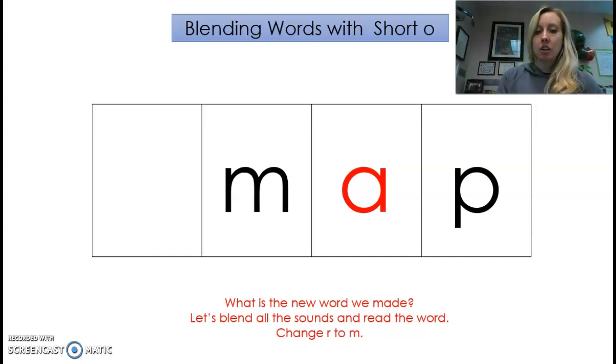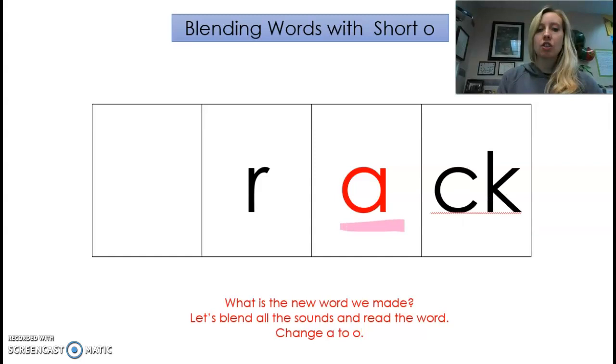Change the m to w, wrap. Change the p to k, rack. Change the a to o, rock. Change the r to s, sock. Change the o to i, sick.